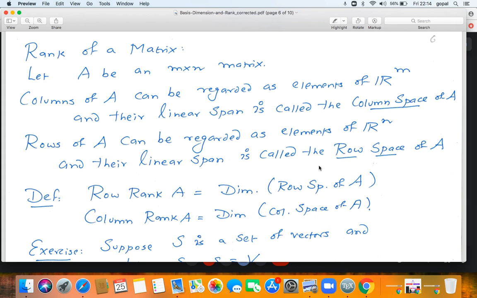Similarly, the rows of A can be regarded as elements of Rn, and I get a bunch of vectors in Rn. I can take their linear span, and this linear span is called the row space of A. So associated with any m cross n matrix, there is a column space and there is a row space of that matrix. And so once you have these two vector subspaces of Rm and Rn respectively, you will ask, what are the dimensions? The dimension of the column space of A is called the column rank of A, and the dimension of the row space of A is called the row rank of A.